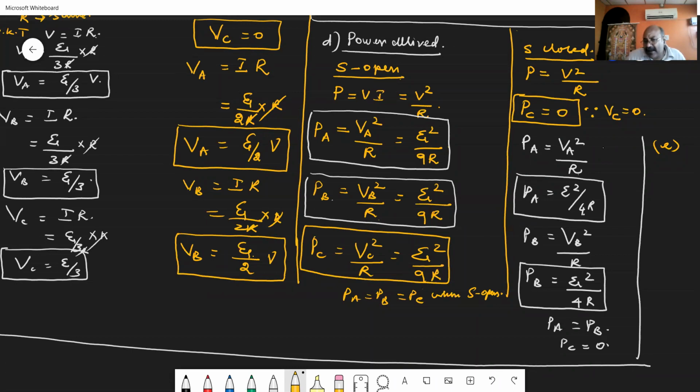See, E square by 9 here, E square by 4 here. R is constant, E is constant. So PB is inversely proportional to 9, and here PA or PB is inversely proportional to 4. So after the switch S is closed, power is considered to have increased. So we can say after closing, the total power increases. That was the answer. Hope you have understood each and everything.